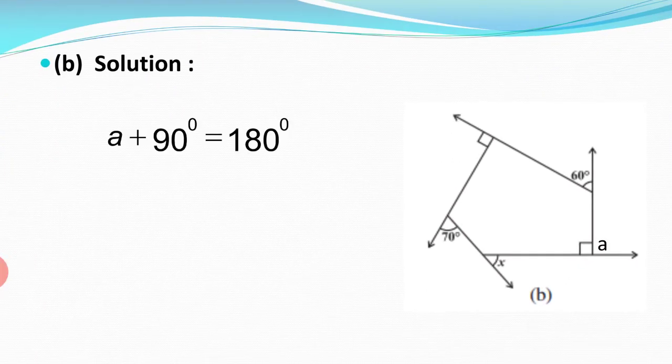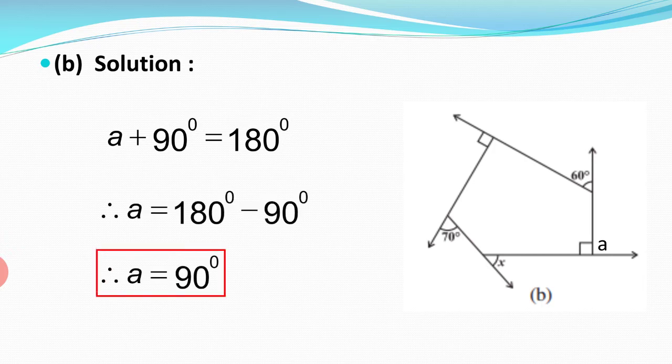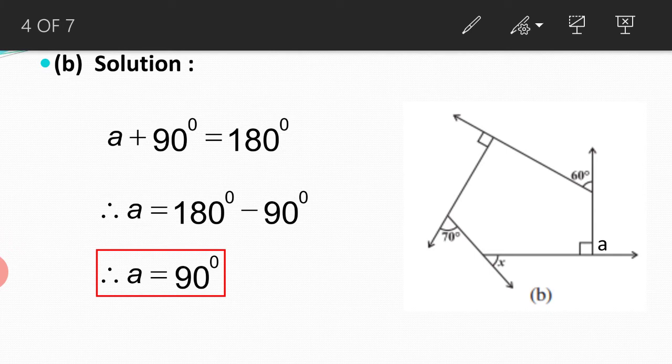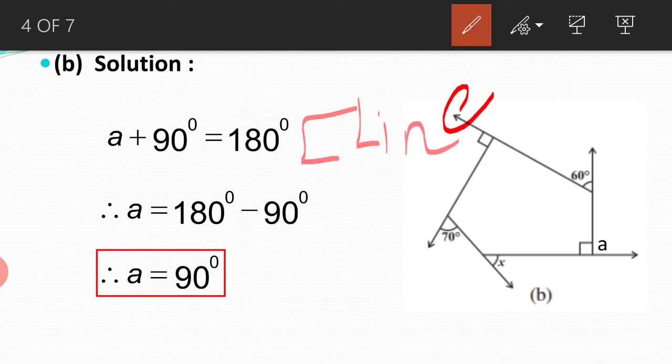Now A plus 90 degree is equal to 180 degree. What is the reason? Linear pair. So A is equal to 180 degree minus 90 degree. So A is equal to 90 degree. Are you getting? Here you can write the reason for your knowledge that it is nothing but linear pair. What is linear pair? You can write that reason.